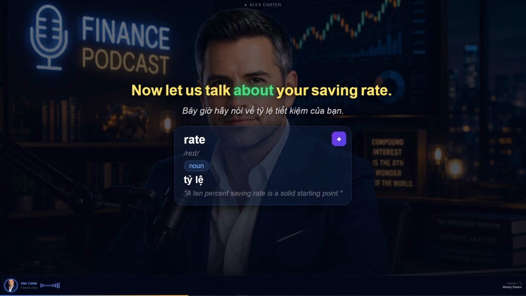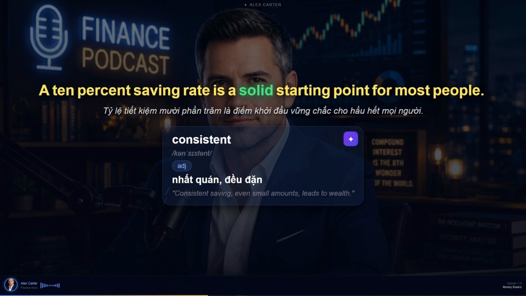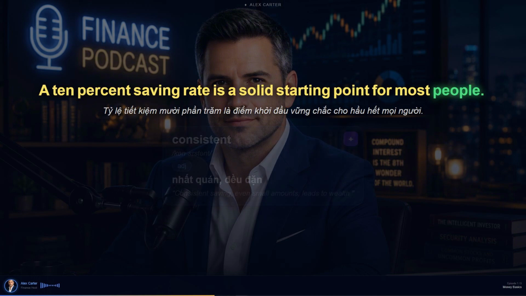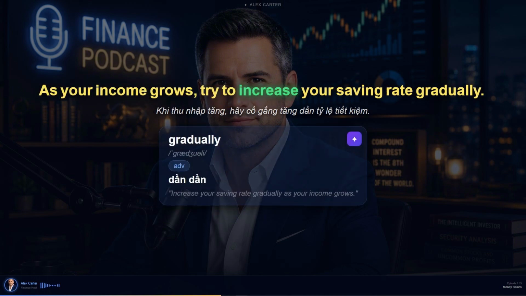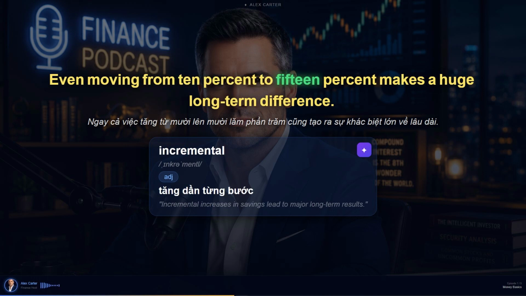Now let us talk about your saving rate. Your saving rate is the percentage of income you save each month. A 10% saving rate is a solid starting point for most people. As your income grows, try to increase your saving rate gradually. Even moving from 10% to 15% makes a huge long-term difference.